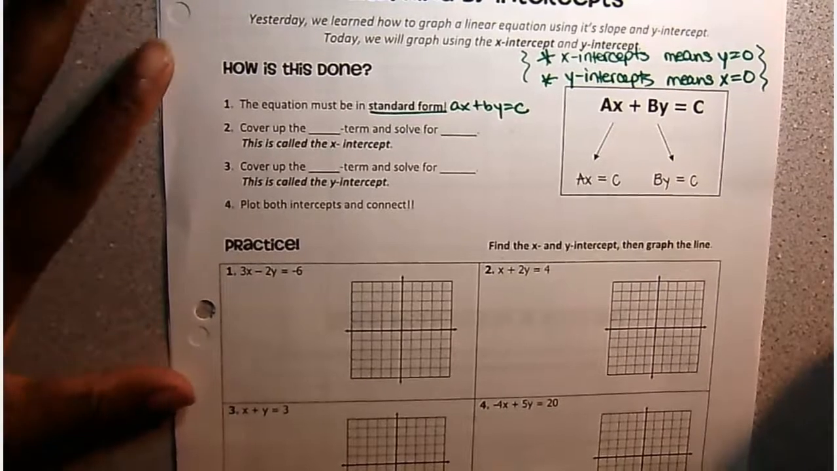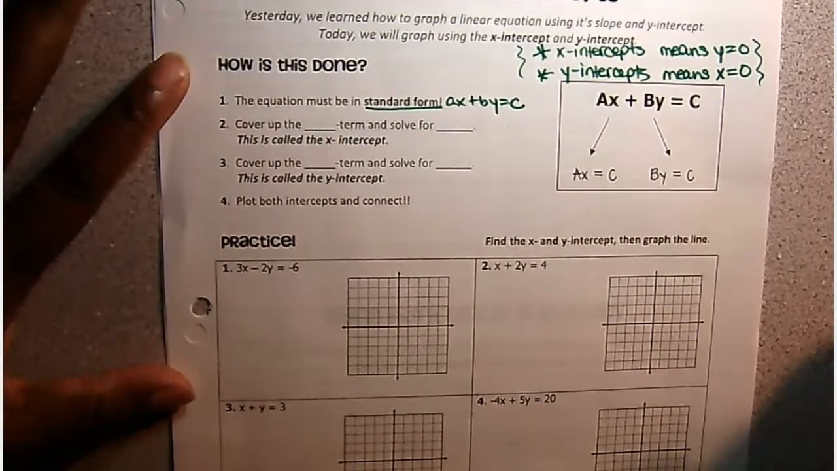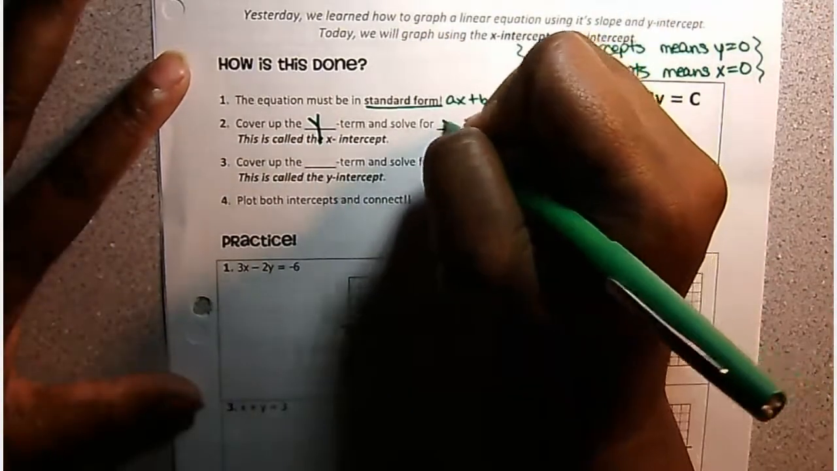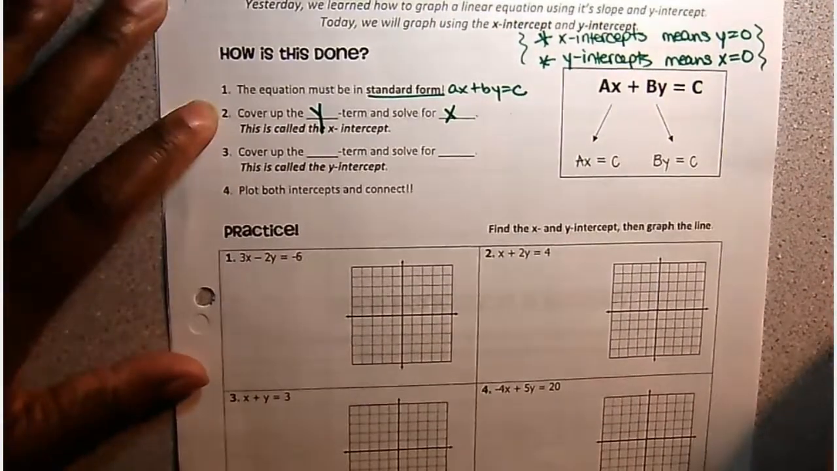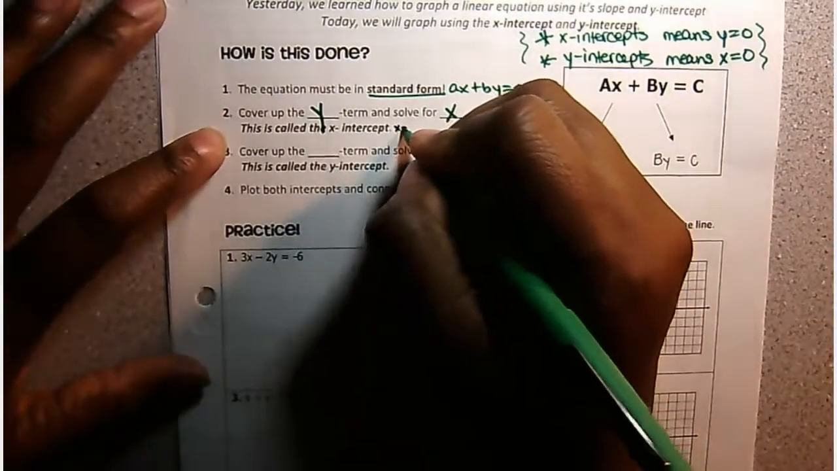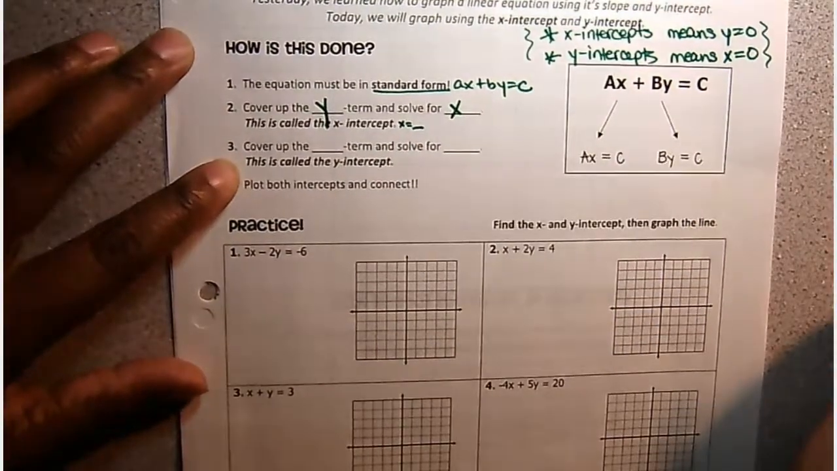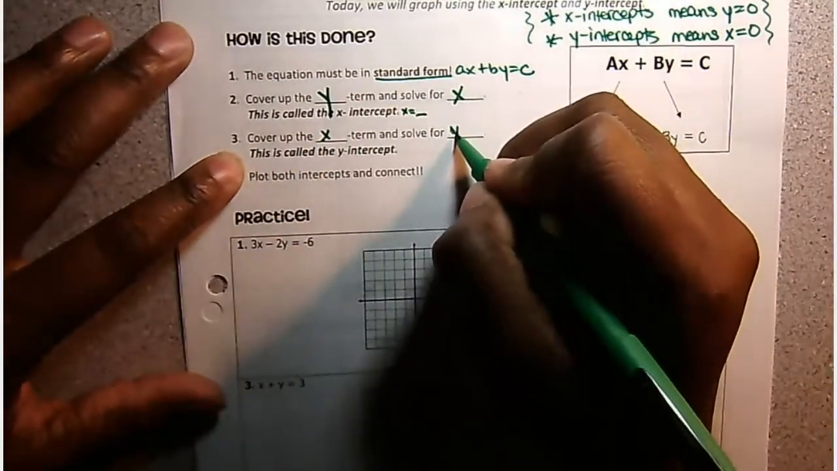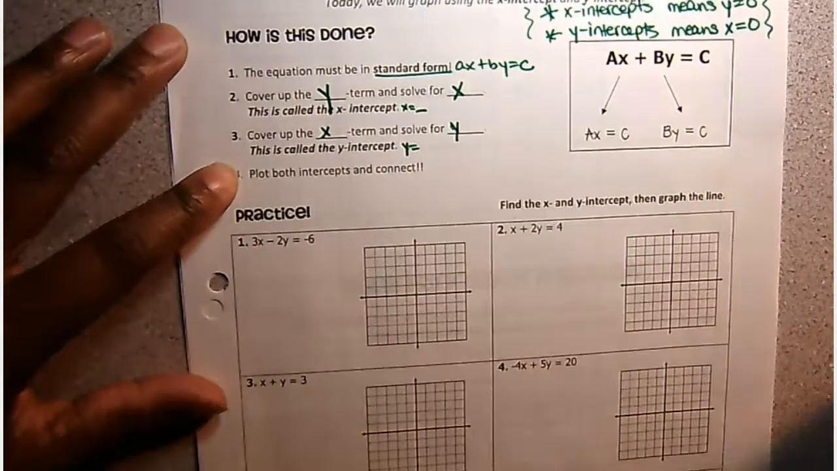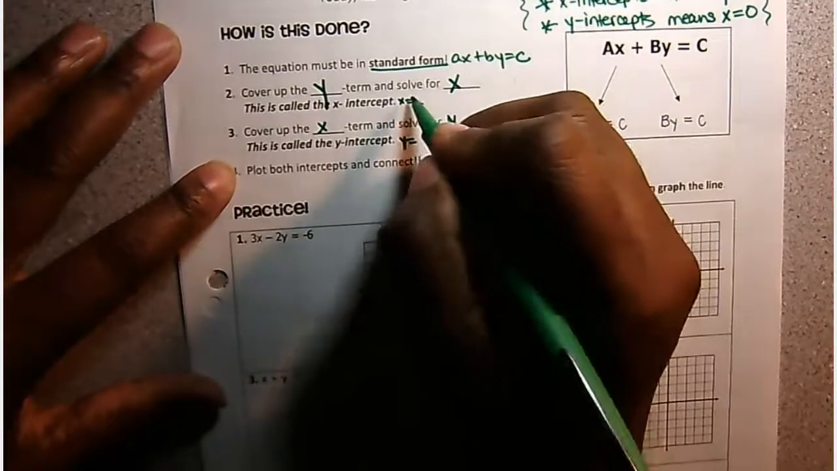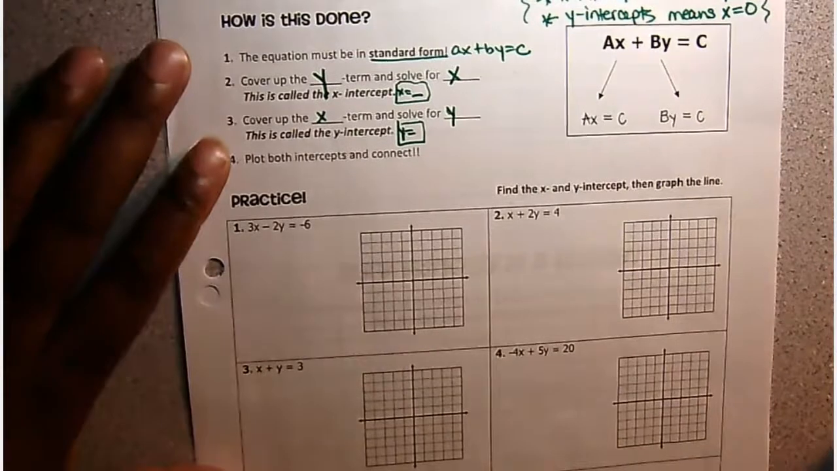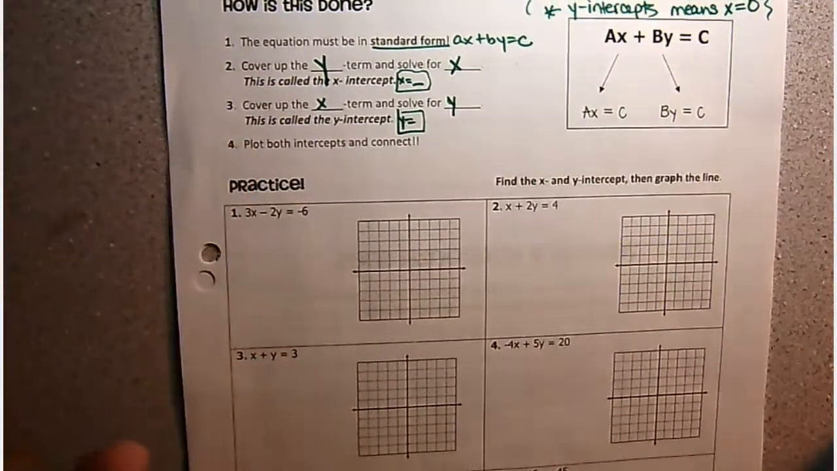cover up the y term and solve for x. This is called the x-intercept. So I am covering up the y term and I am solving for x, right? I'm looking for an x equals something. This is the x-intercept. Number three, I'm covering up the x term and solving for y, which is y equals. This is called the y-intercept. So x equals and y equals. Right? Once I do that, then I am going to plot both of those intercepts and connect.